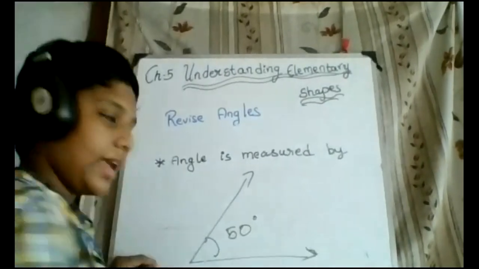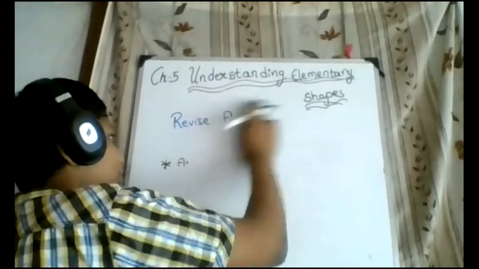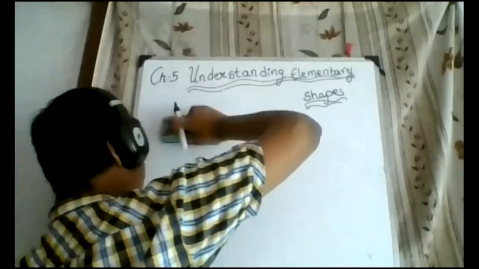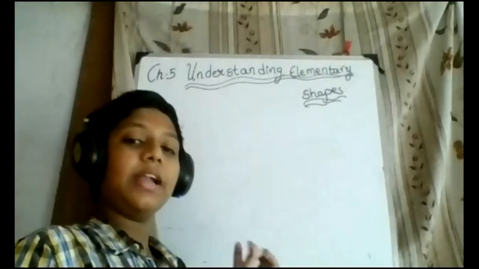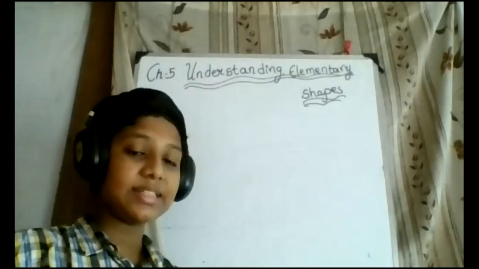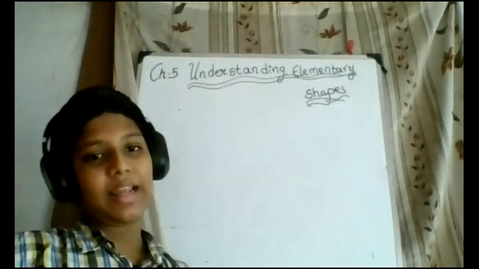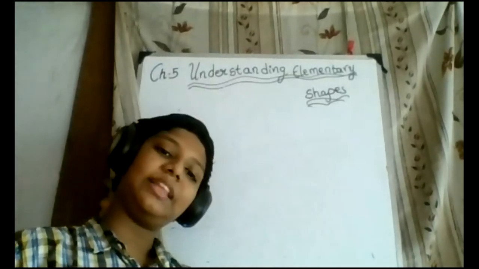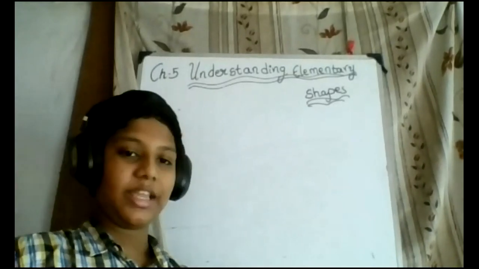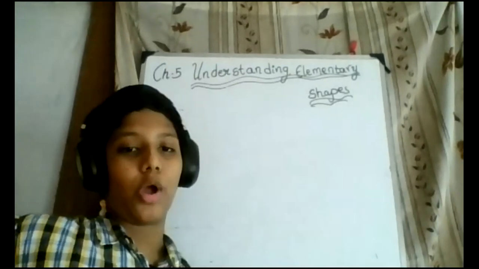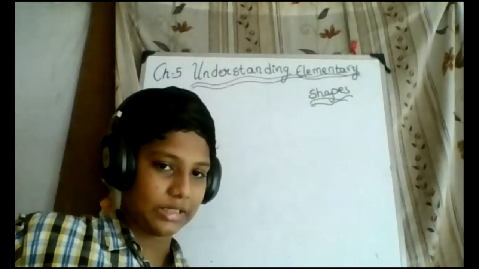Now I have said how to measure it with a protractor. Now let us go to the next topic. We have seen angles. Now let us revise angles. We have three important angles: right angle, straight angle, and complete angle. Right angle means 90 degrees, straight angle 180 degrees, complete angle 360 degrees. And next we have seen some important points: angle is measured in degrees and angle is measured by protractor.